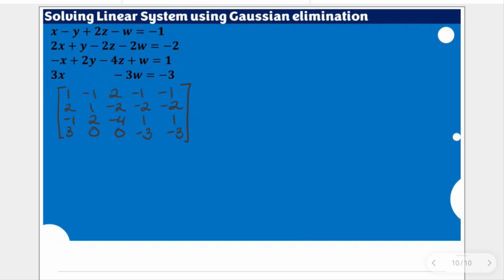And these are the operations. We're going to multiply negative 2 to row 1, add it to row 2 for a new row 2. For the new row 3, simply add row 1 and row 3 to have a new row 3, because 1 plus negative 1 will be 0. And finally, for our fourth row, multiply negative 3 to row 1, add it to row 4 to have a new row 4.